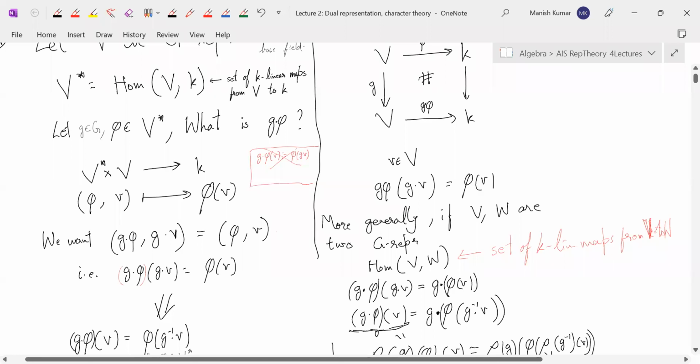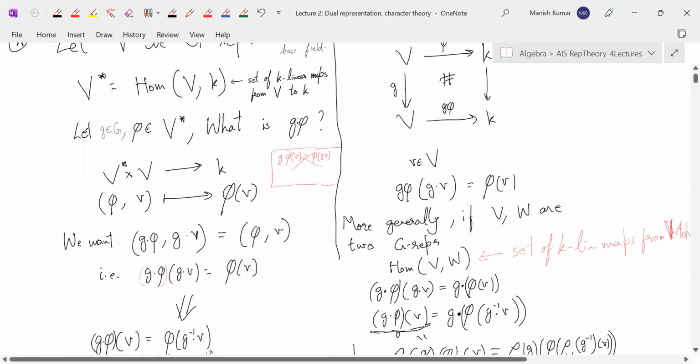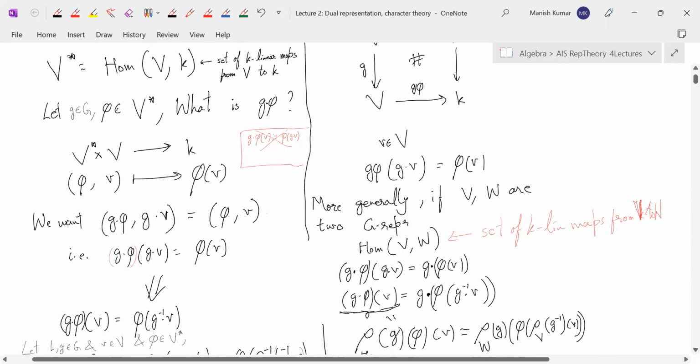What is the dimension of V star? If V is n-dimensional, then V star is also n-dimensional, right? So I hope you have seen these things. So V star is n-dimensional. Similarly, the dimension of Hom(V, W) is just the dimension of V times the dimension of W. So basically you choose a basis of V and choose a basis of W.